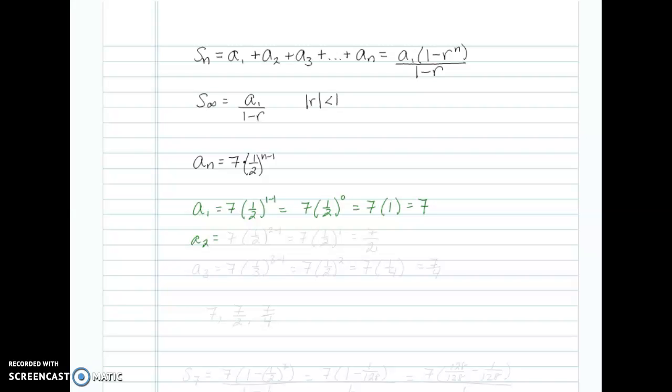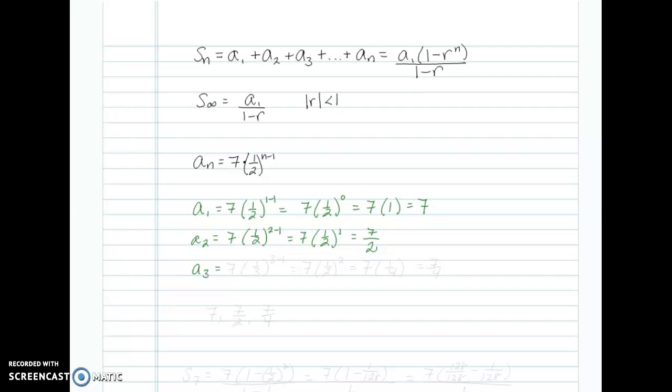To get our second term, we're replacing n with 2, so 7 times 1/2 to the 2 minus 1 power. 2 minus 1 is 1, so we're multiplying 7 times 1/2 to the first. 1/2 to the first is 1/2, so that gives us 7 over 2 in fraction form.